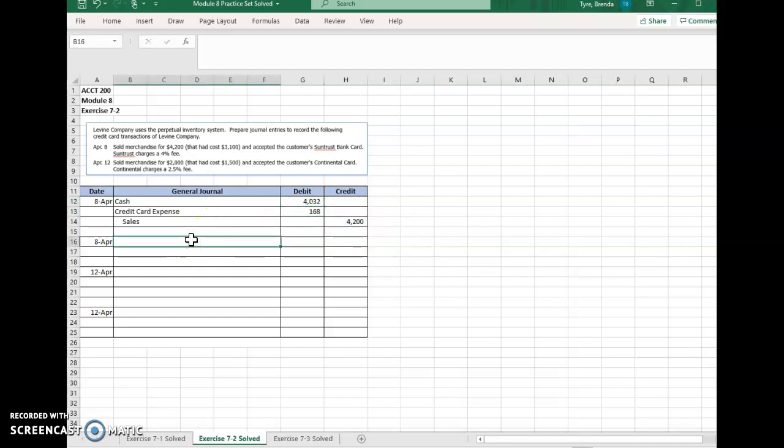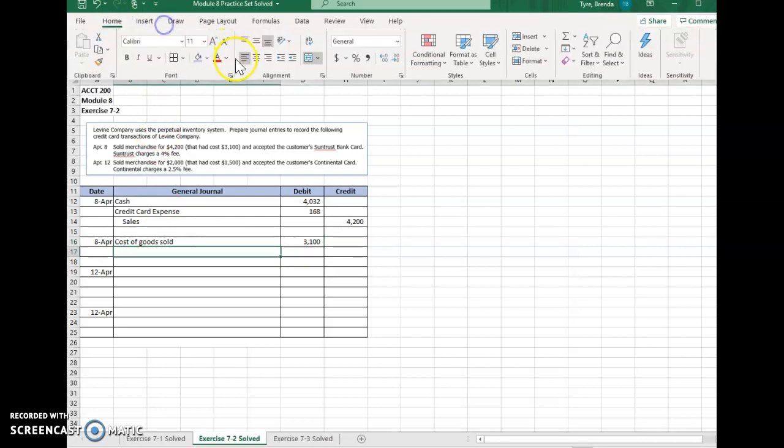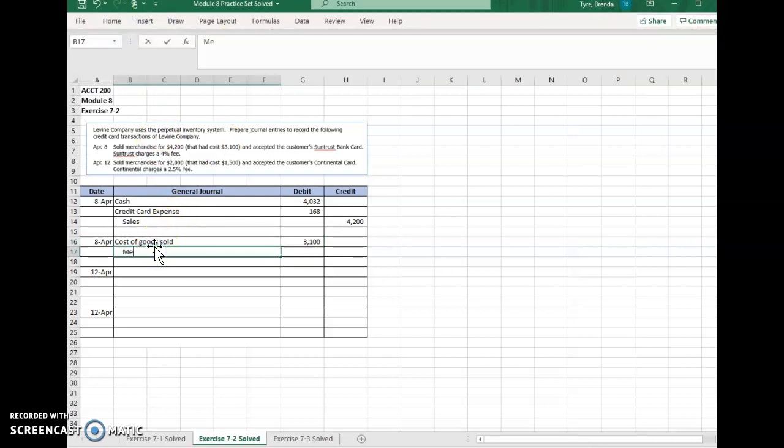Remember, we also have to record our cost of goods sold, and we're told that that amount is 3,100, and we remove that from our merchandise inventory. Notice I haven't been recording the descriptions, and you don't have to do that either. We need to remember that we do need to do that when we are recording them, but as we're learning, we're going to omit them for now.